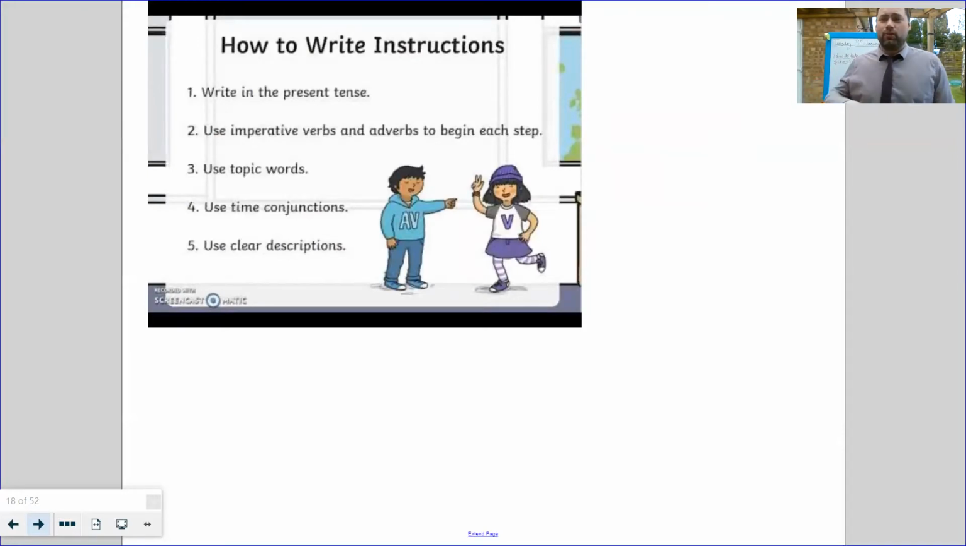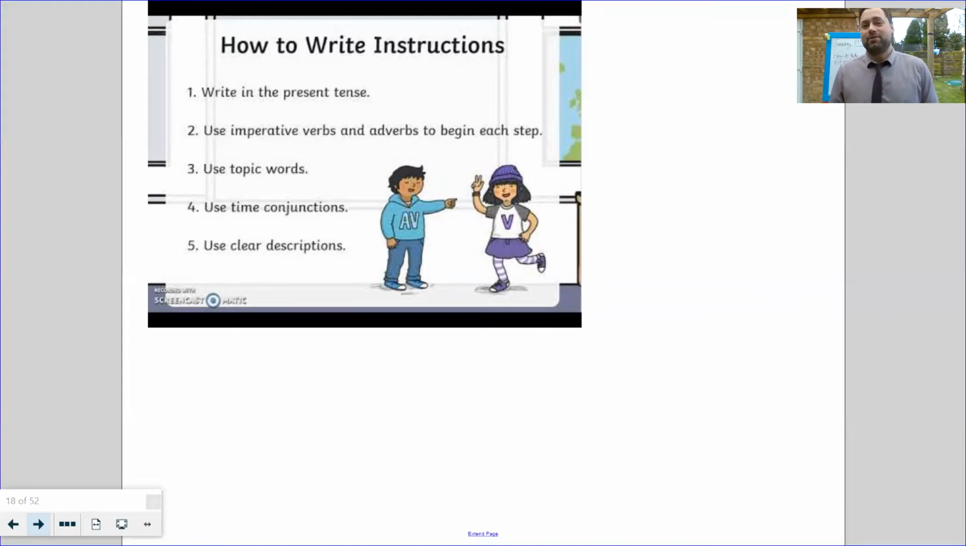So also, once you've thought about your idea and you've started boxing up your ideas into your box up, you also need to think about how you write instructions. It's always in present tense. We don't write in the past or the future. We use imperatives, verbs, and adverbs to begin each step. That's not always the case. You may want to use a time connective, and that's absolutely fine. We use words that are related to the topic. So you're talking about invading or taking over the school. So the words like conquering, invading, take over.